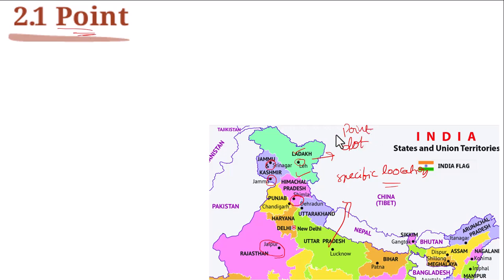The point is represented with a sharp pen or pencil. If we put a dot like this, we call it a point. Okay, so this is the point.